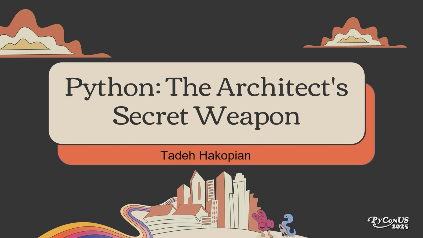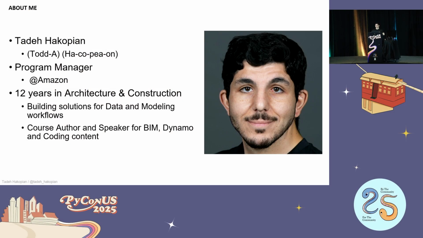Okay, a little bit about myself, Tadeh Hakopian, currently a program manager at Amazon. I connect information between physical building spaces and data. I have 12 years of experience in architecture and construction. Got into Python because I was tired of using desktop software to click through too many options, and it was taking forever. So Python helped me out with some automations. And I've been talking about data and modeling for a couple of years now.